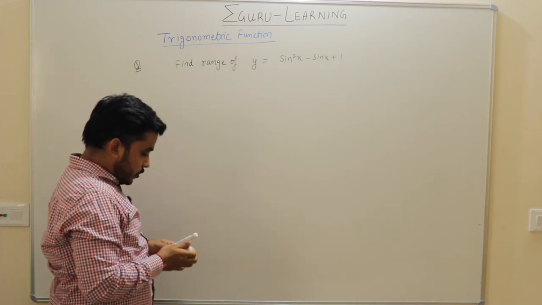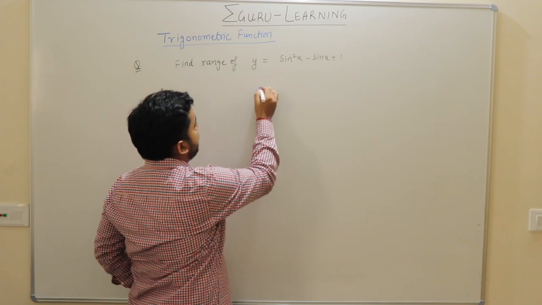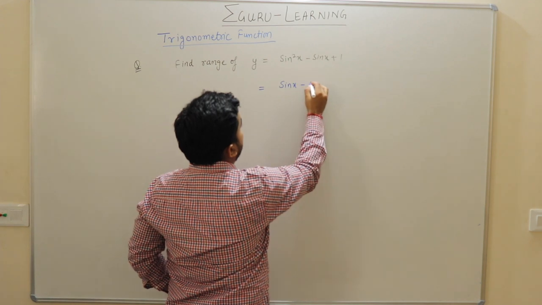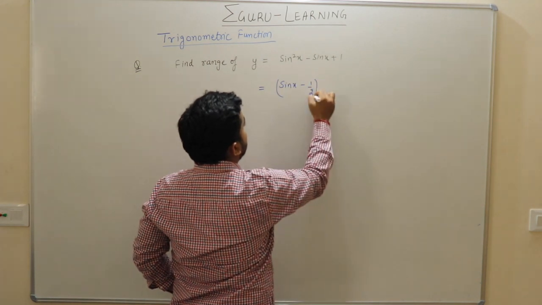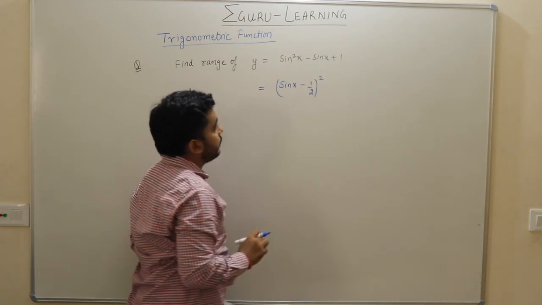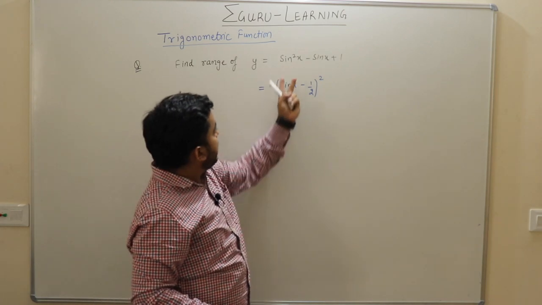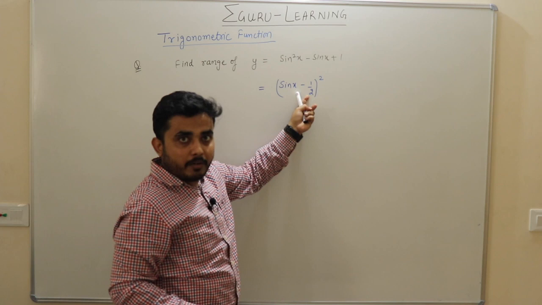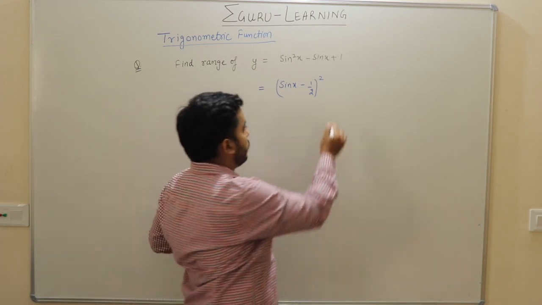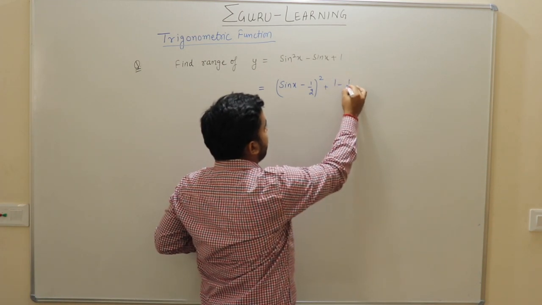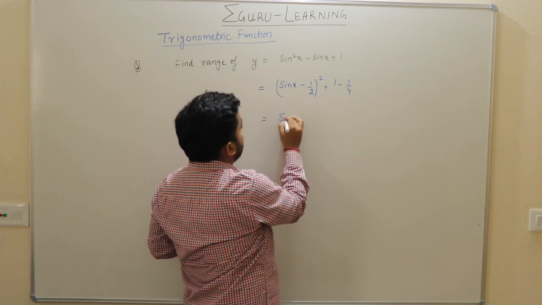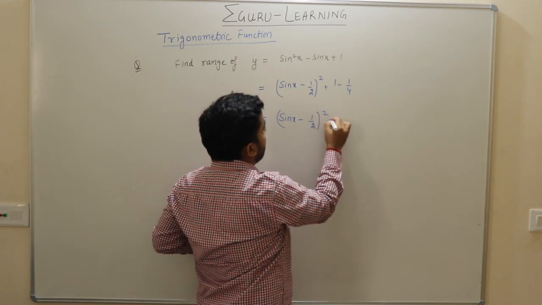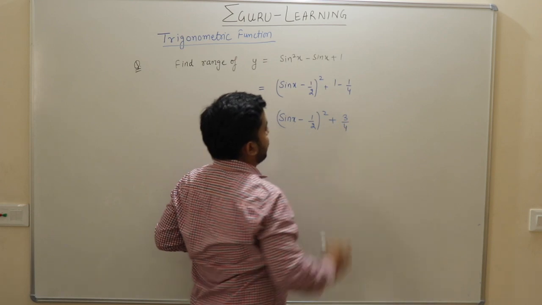Okay, so now let's first write this equation as (sin x minus 1/2) whole square. Completing the square method we are following. So this is sin square x plus 1/4 minus sin x. So we are adding 1/4, so we need to subtract also 1/4 from it. So this is 1 minus 1/4. And hence we will get (sin x minus 1/2) whole square plus 3/4.